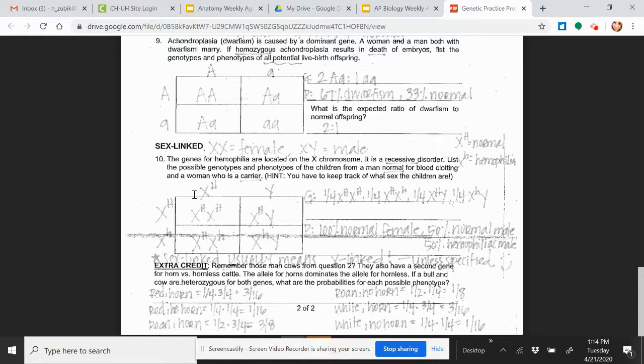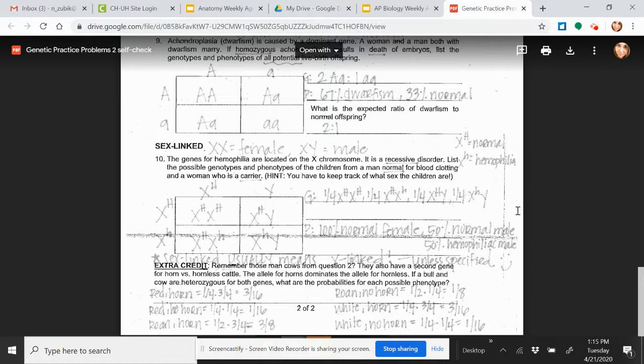We cross these, we get a woman who is homozygous for the normal allele. We get a woman who is a carrier. She's heterozygous. We get a male who is normal. And then we get a male who does not have the big H. So therefore, he displays the recessive trait. He will be hemophiliac. Remember, in sex-linked traits carried on the X chromosome, males are more likely to be affected than females. You can see that genotypic ratio here and the phenotypic ratio here.